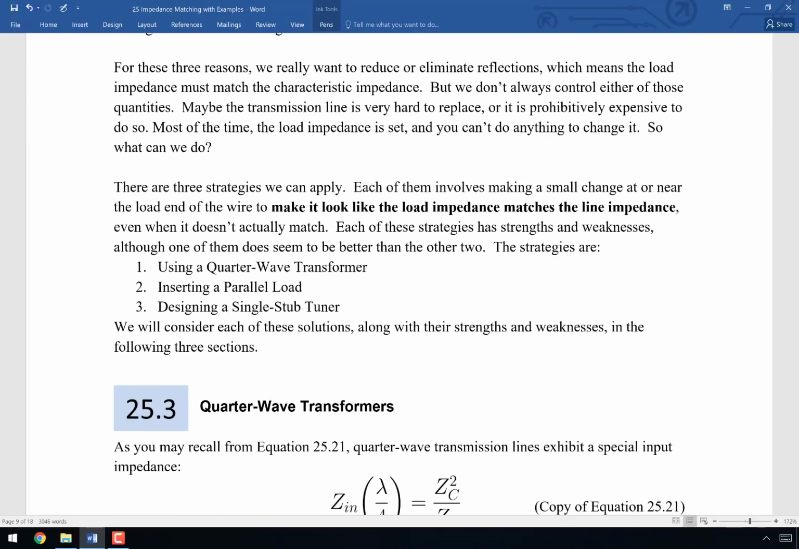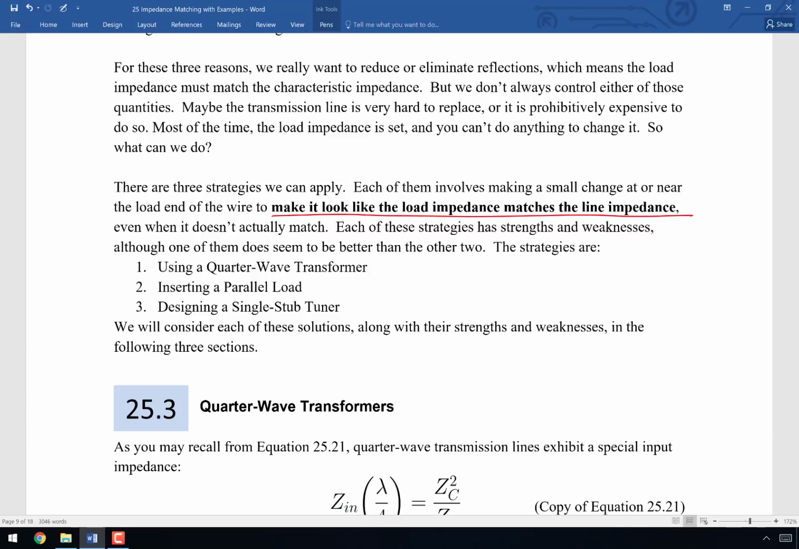So ultimately, we have 3 ways to match the line to the load. And in each one of these ways, the job is to make it look like the load impedance matches the line impedance, even when it doesn't. So we're going to do something to make it look as though the load matches the line, even though it doesn't.